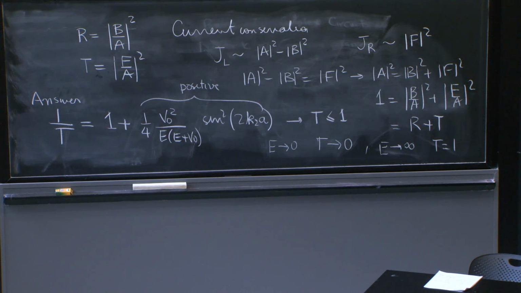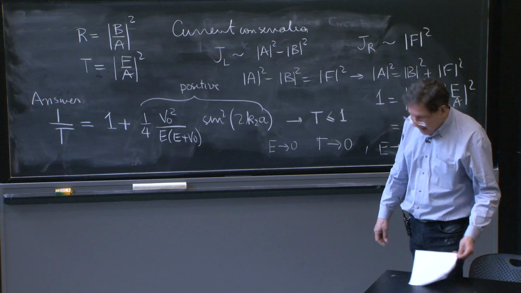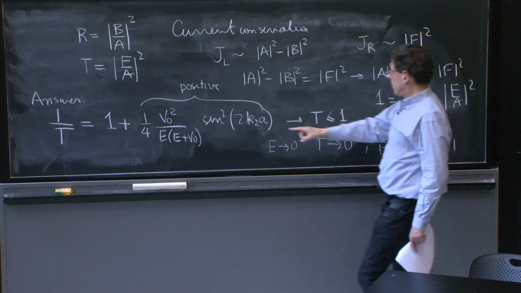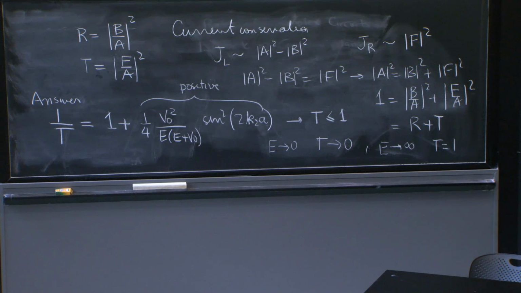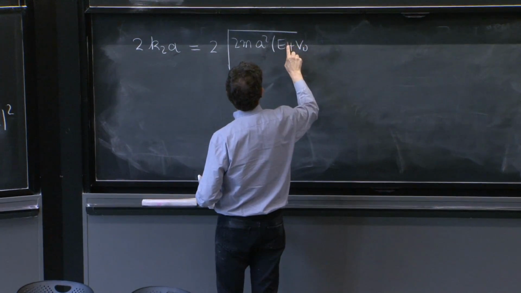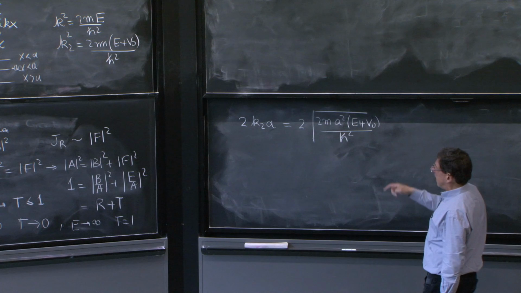Now, to appreciate this better, we can write it with unit-free language. So for that, I'll do the following. It's a little rewriting, but it helps a bit. So think of 2k2 times a. This factor as the argument of the sine function. Well, it's 2. k2 was defined up there, so it's 2 times the square root of 2m a squared (E plus V naught) over h-bar squared. And I put the a inside the square root.